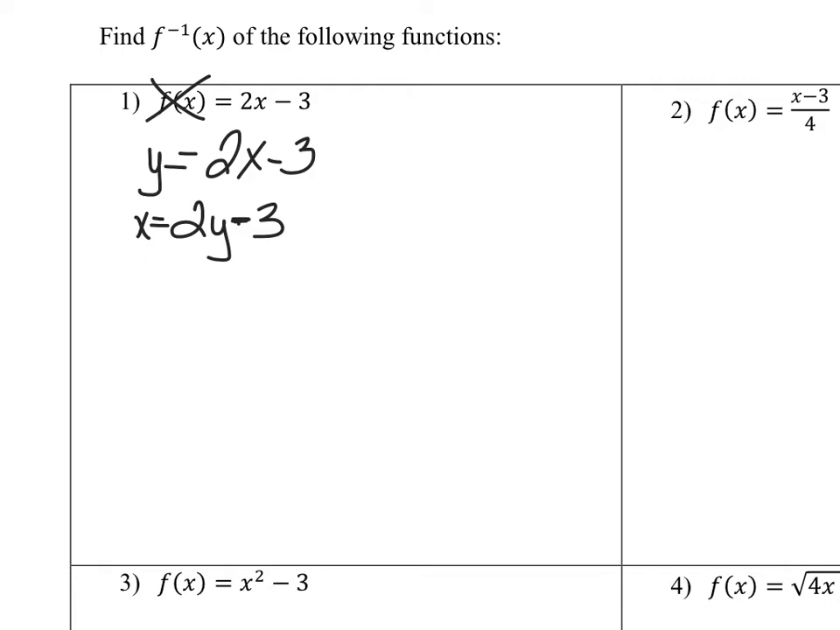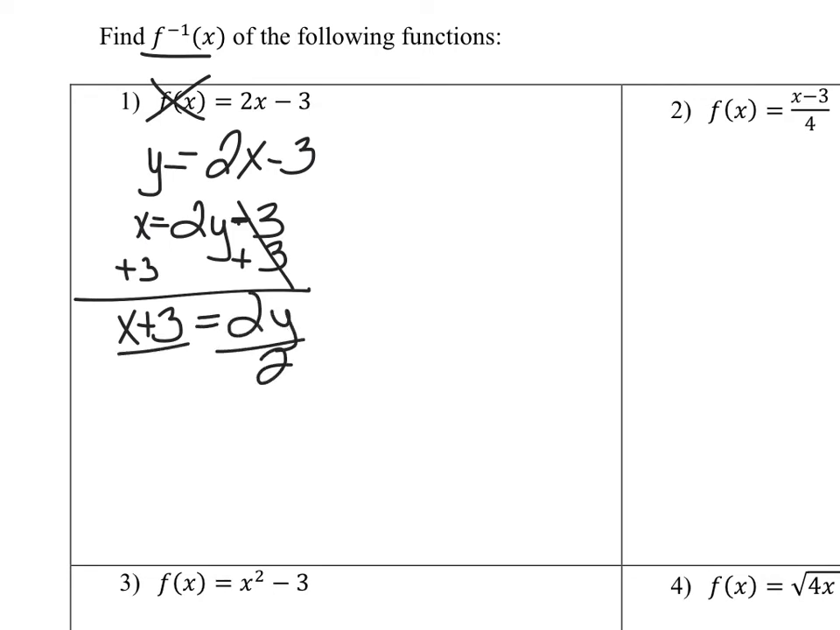Okay, technically that's the inverse now. We could be done, but since we wanted to find f inverse of x, we do have to solve. And we have to make sure the inverse is by itself, so we have to solve for the y. So x plus 3. So notice what's happening here. I'm simply just solving the equation, but I'm solving it for y.